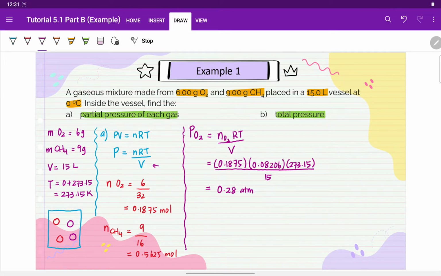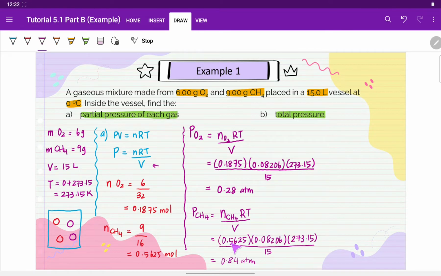Okay, so the same step you will do to find the partial pressure of CH4. So, substitute the exact same thing. Okay, basically we will just change it. Okay, so since we want the partial pressure of CH4, only the number of moles will change. Number of moles of CH4, R, T and also V are all the same. Okay, so substitute.